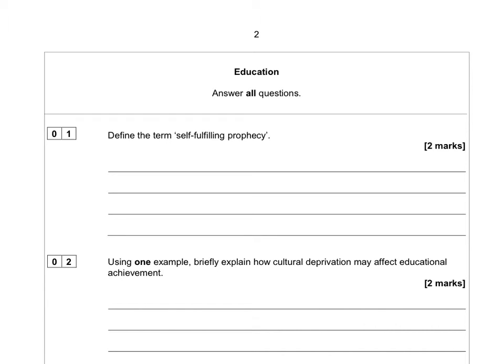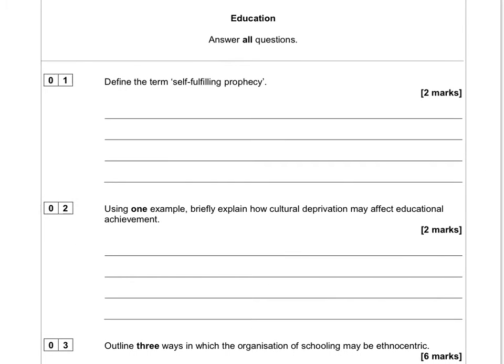You will get two 2-mark questions on your education paper. The first one will ask you to define a particular term, so it's important that you are aware of the key concepts in sociology. In this case, it's define the term self-fulfilling prophecy. At this stage, you might not be able to answer that because we haven't covered it in the education unit. The key thing here is to be brief. It's only a 2-mark question, so it should only require one, maximum two sentences. If you really struggle to explain a particular term, sometimes use an example, but you do not need to use an example in order to get the full 2 marks when you are defining a particular term.